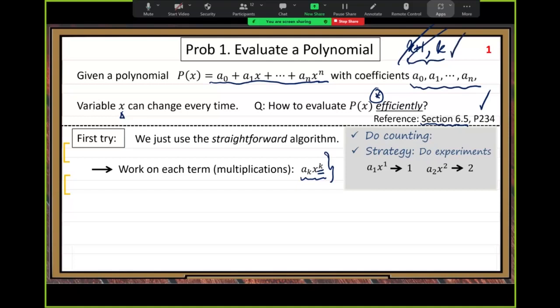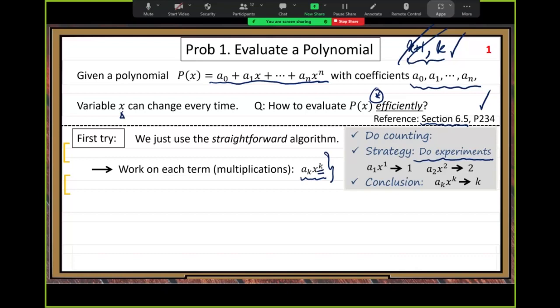So here you can see our first problem solving strategy. You just do some simple experiments, and you can find some rule after it. Conclusion: you need k multiplications to calculate an individual term with subscript k.